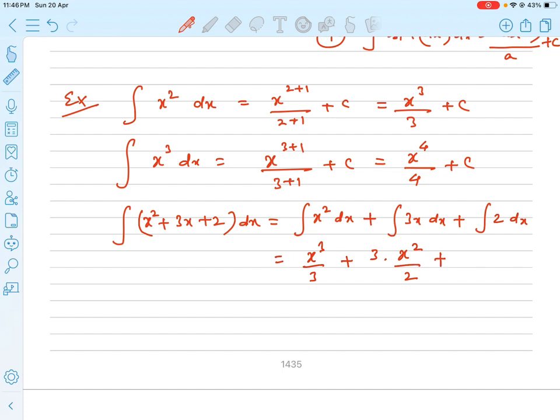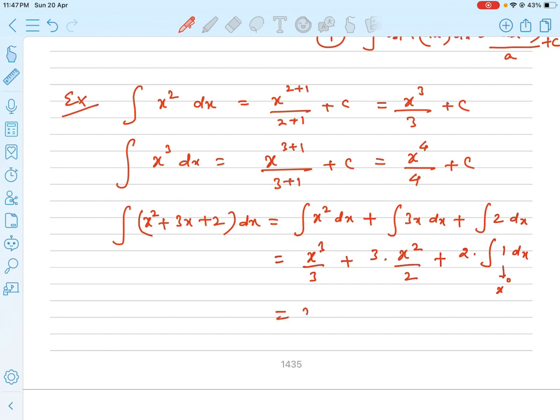Plus, now let's see the third term. In the third term, we only have a constant 2. Derivative of the constant was 0, but integration of constant is not 0. Instead, what we can do is we can write this thing as 2 times integration of 1 dx, and this 1 can also be written as x to the power 0, and now we can apply the formula.